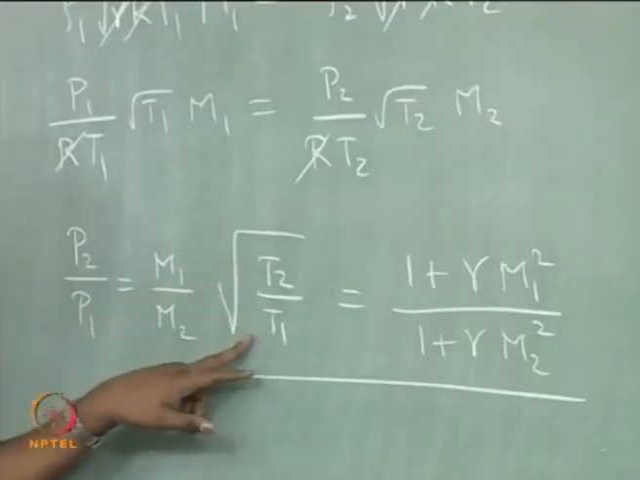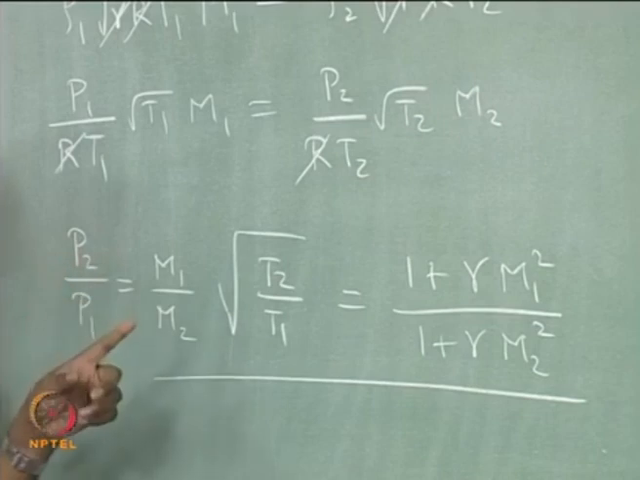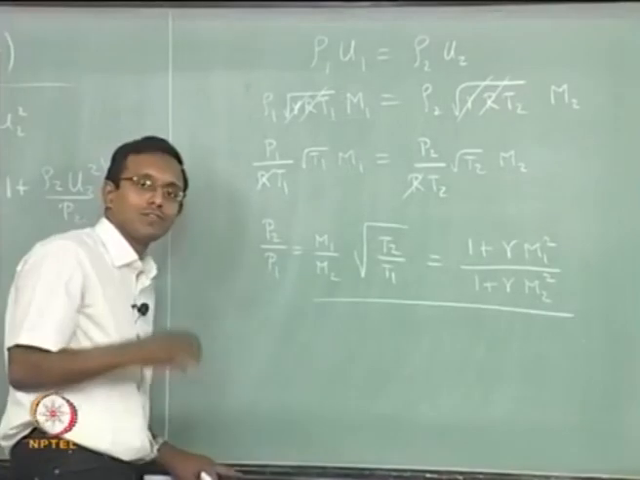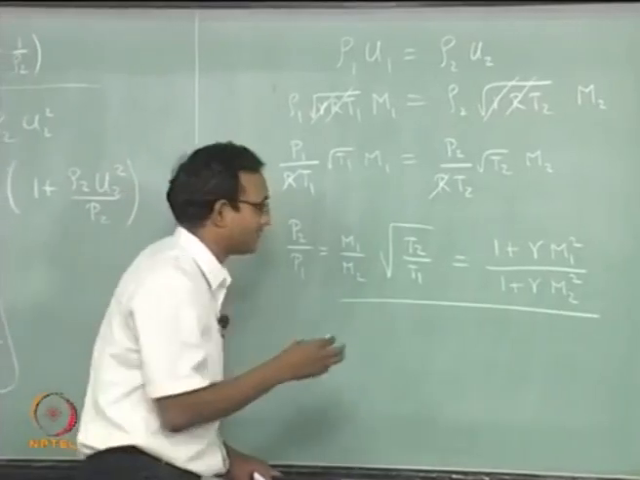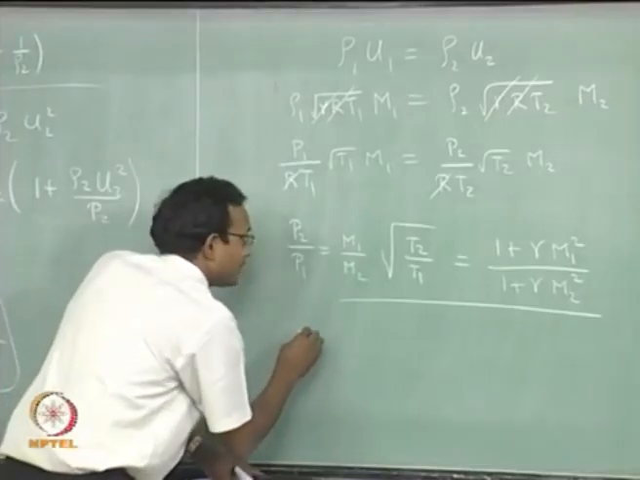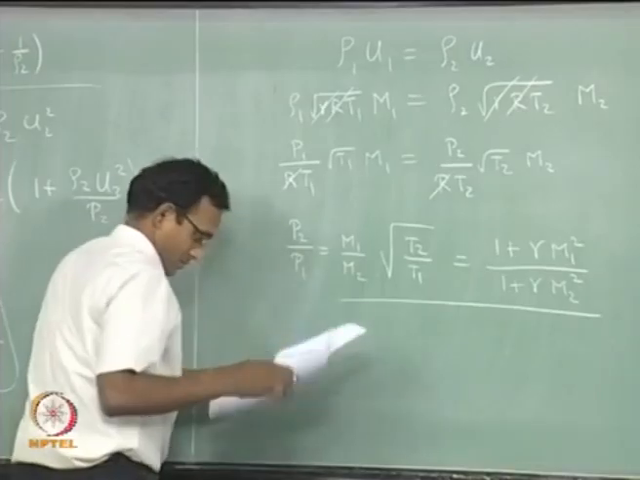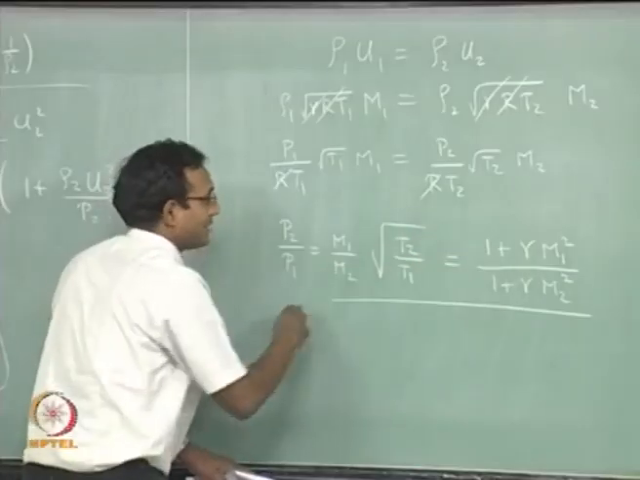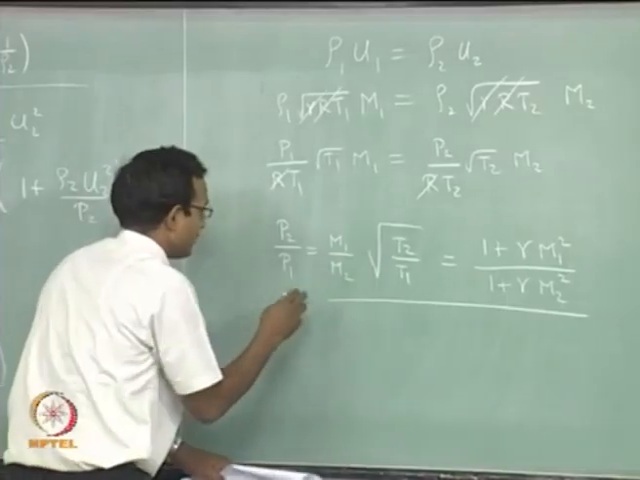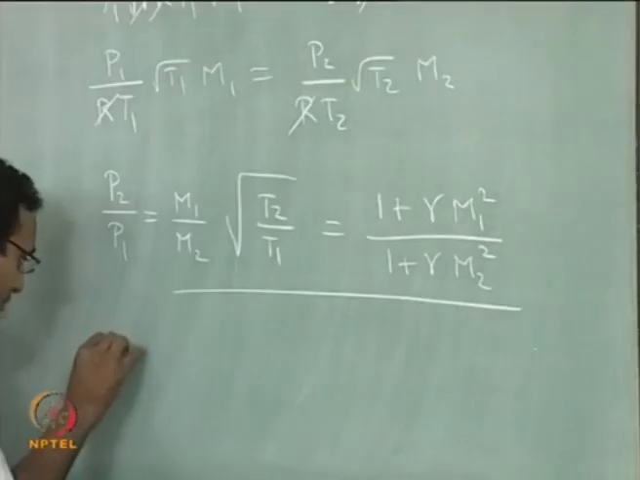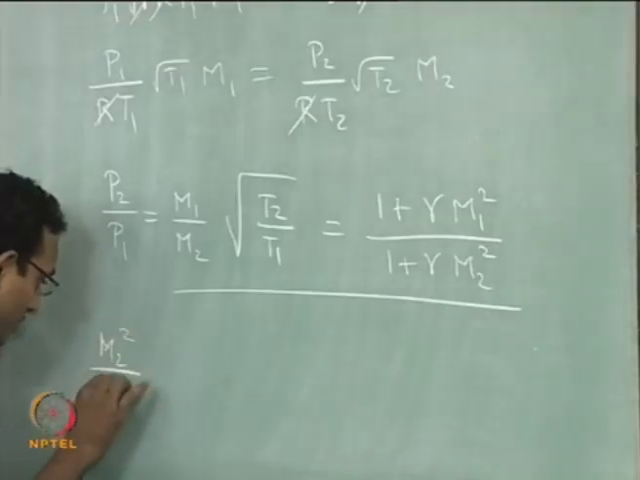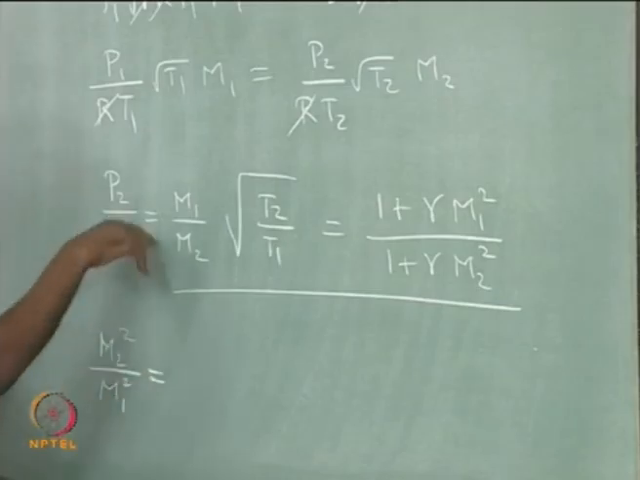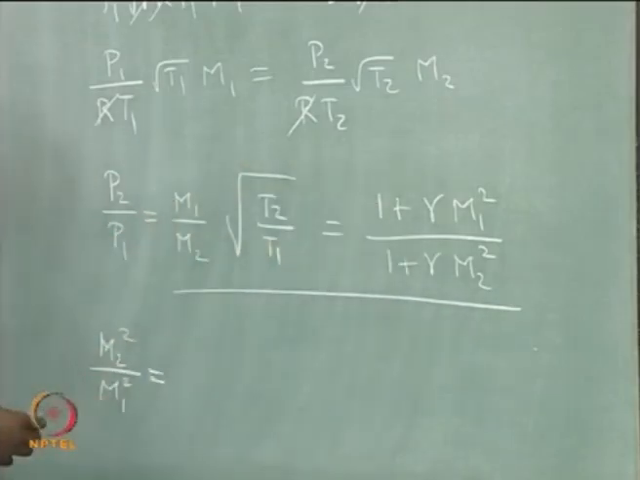Now, this t2 by t1, I know that t naught is a constant for the whole flow. So, I can write this in terms of 1 plus gamma minus 1 by 2 m square. So, that is what I will do here. It will simplify to, I will take a square of this whole thing, because square root I do not like ever. So, I will write it as m2 square by m1 square. I am taking this ratio that side and everything else this side.